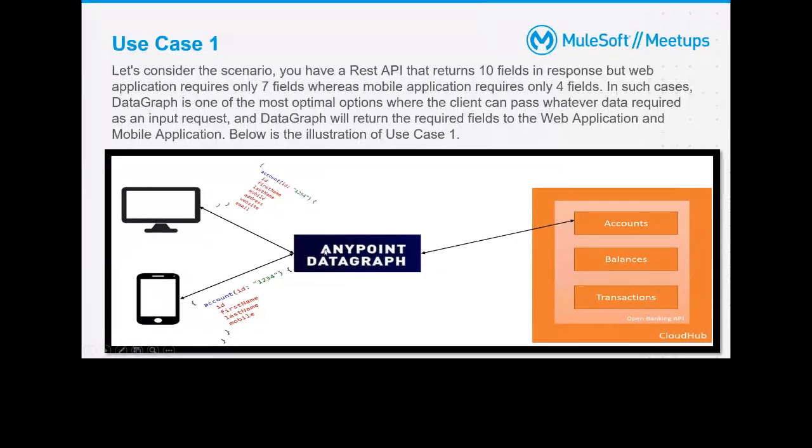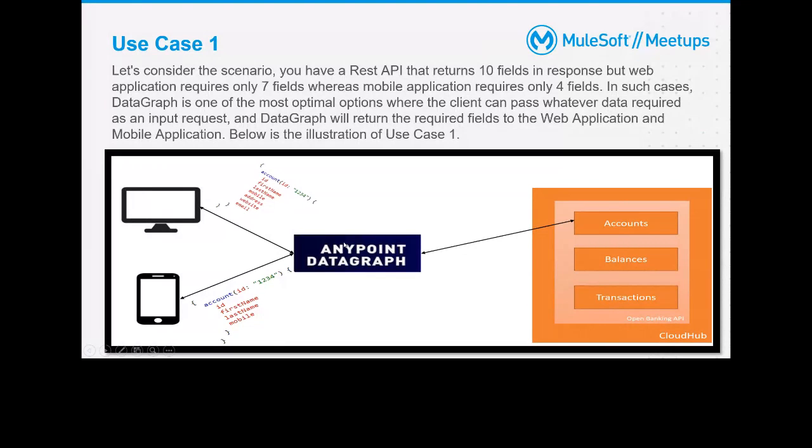They can send their queries to the data graph. The data graph will call the accounts API, and the accounts API will respond with all the data. Anypoint Data Graph will filter the data, removing fields depending on the query. It will remove the fields and send the result to the mobile application, and whatever comes in the query from the desktop, it will send to the web application. So this is the first use case for Anypoint Data Graph.